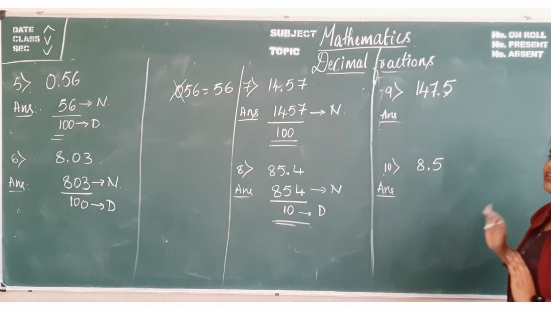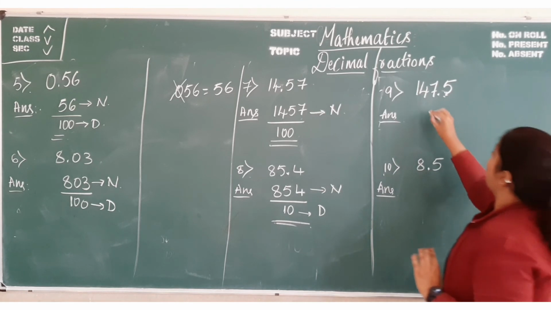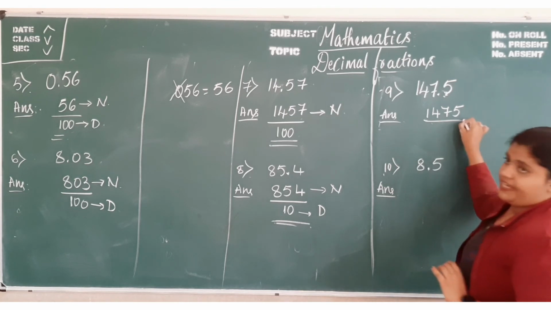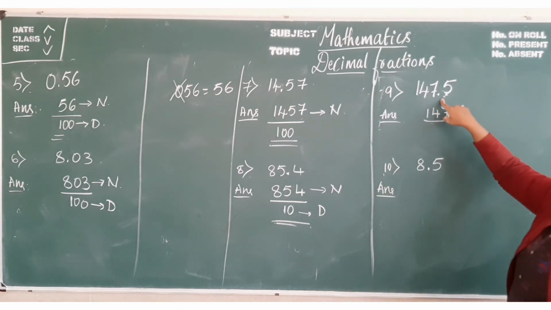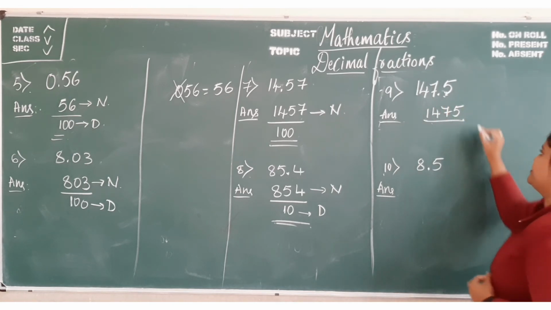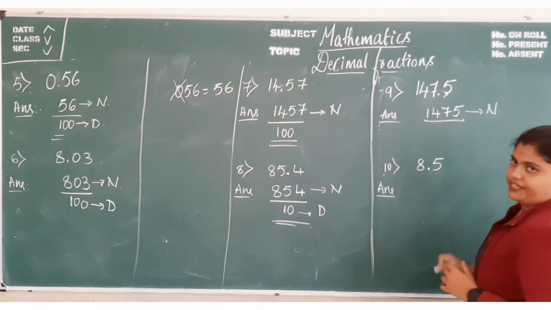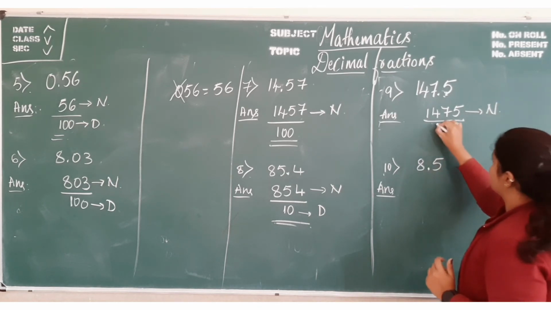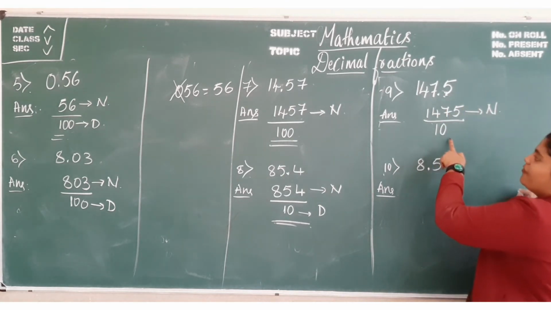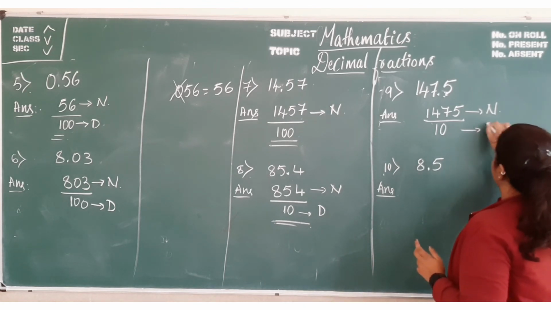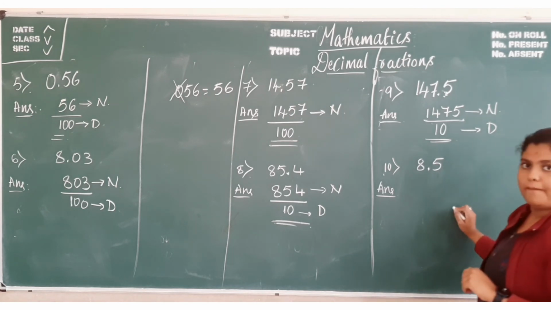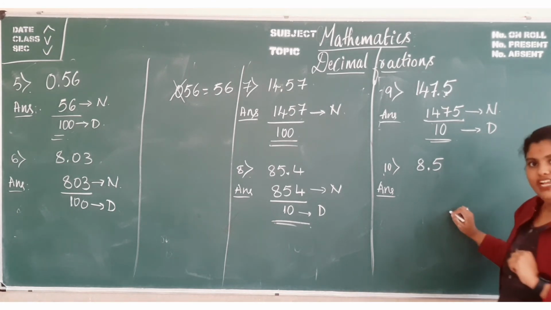147.5. So what is the numerator? Yes, 1475, because we have to write it without the decimal point. So it is nothing but 1475. So this will be your numerator. What about the denominator? Yes, 10, because after the decimal point we have 1 digit. So it is 1 followed by 1 zero, which is nothing but 10. Next, 8.5. What is your answer? Very good. 85 divided by 10.